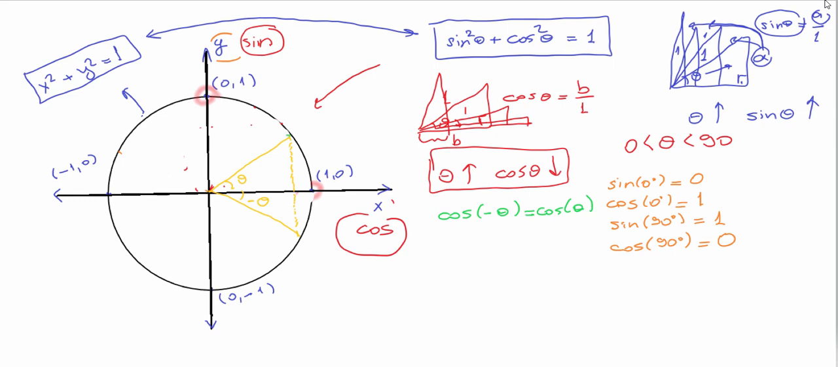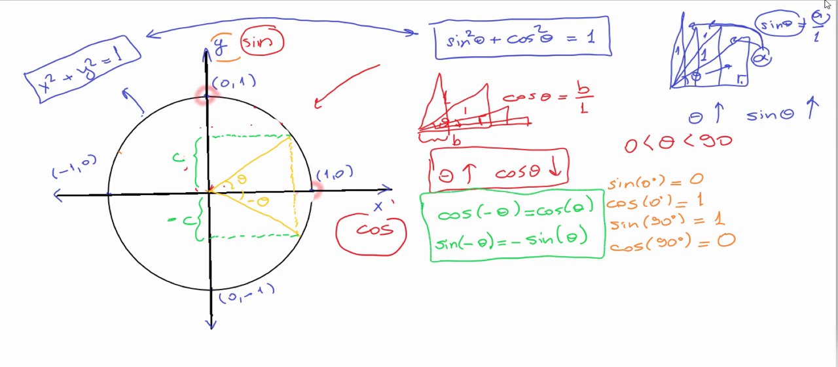But how about sine? For sine, the picture is different. This distance is going to be equal to this distance, whatever this is. Let's say this is going to be c. This is going to be minus c, right? For the trigonometric function sine, I can say that sine minus theta is equal to minus sine theta. These are very important conclusions that we can figure out from the unit circle.